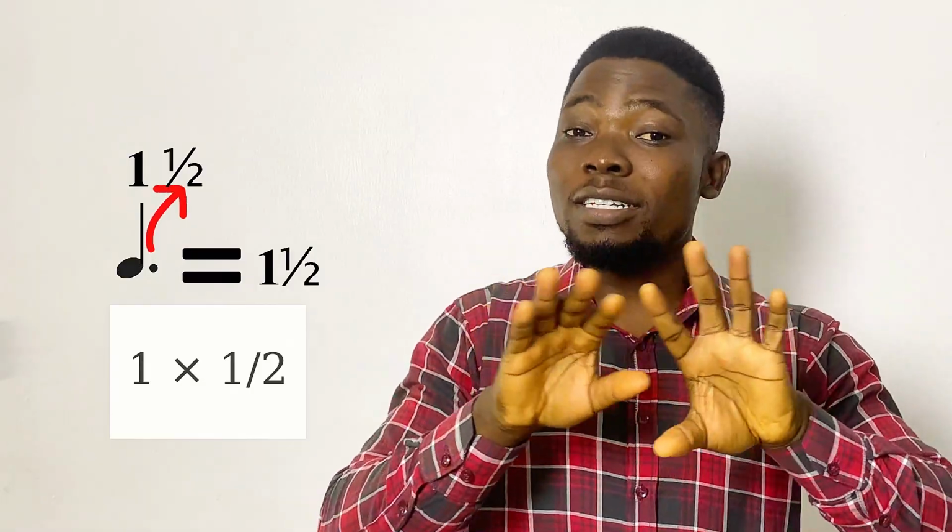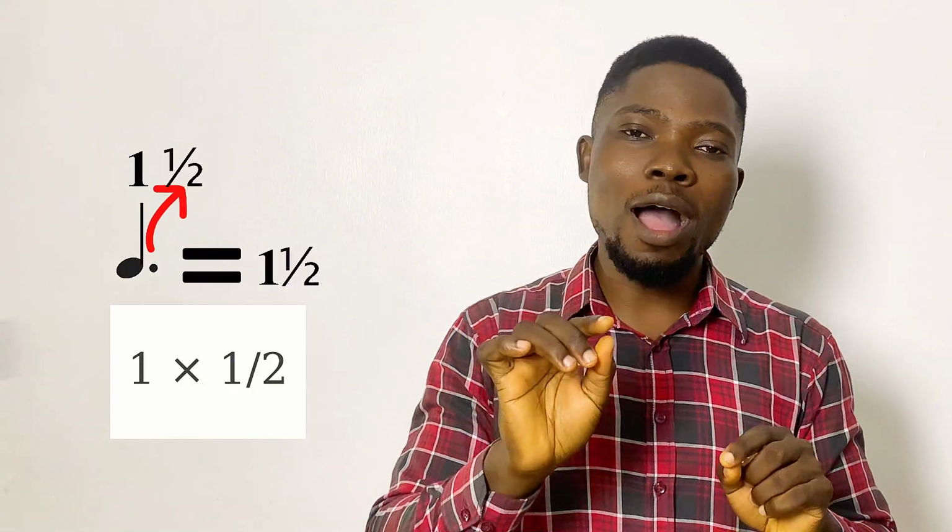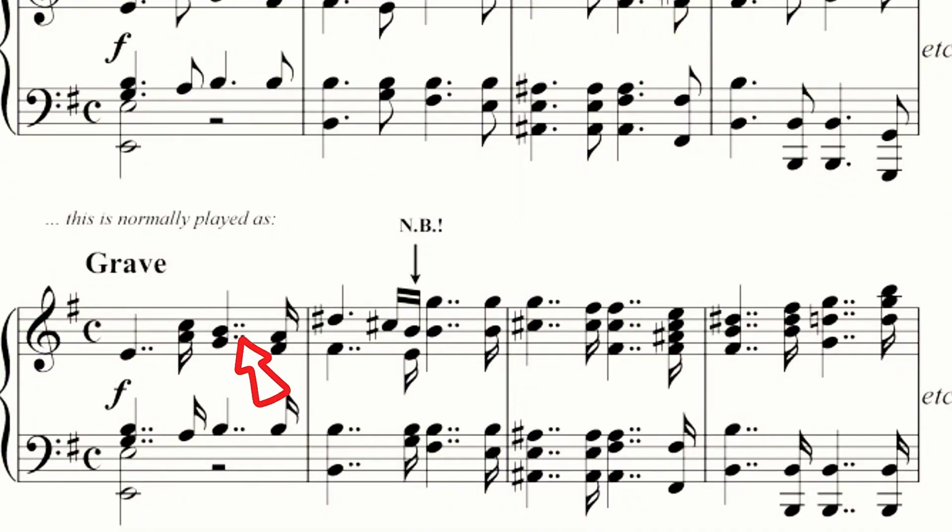So now, this doesn't just stop there. That is when you have a single dot placed after the note. Sometimes you might even see it in some pieces. You are going to see a double dot placed after the note. So how you're going to do it is very simple. Everything is just dividing by half and adding by half. What do I mean? Okay, let me explain.